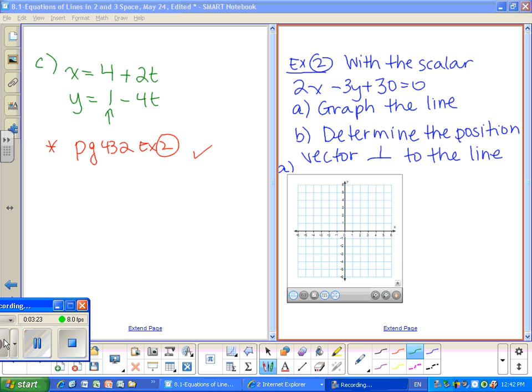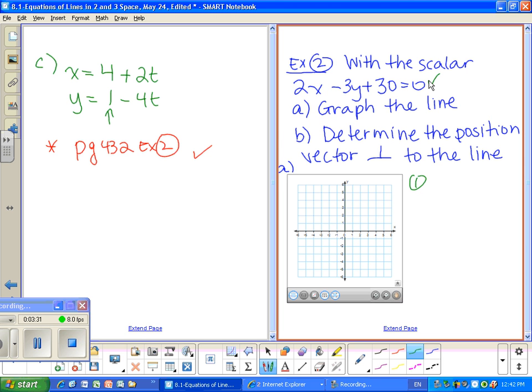Our first part, given this standard form or scalar form, we have to graph it. There are different ways that we can graph this. What's one way you can graph the line given that scalar? Good. You can use x and y intercepts and then just connect the dots. That's perfect. What else? Yep, James?